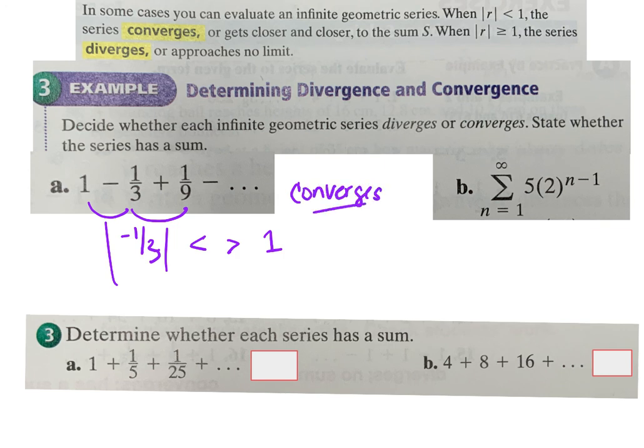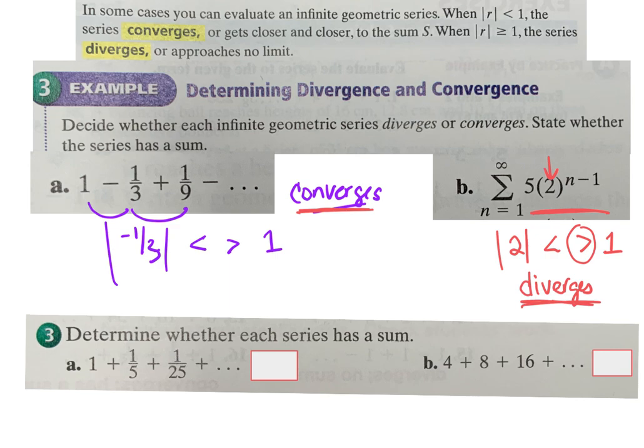All right. What about this one? What's my common ratio for this? 2. This is my geometric series, right? Is the absolute value of 2 greater than or less than 1? Greater than. So this one diverges. You cannot, it will have no limit on this one. This one you can calculate, this one you cannot.